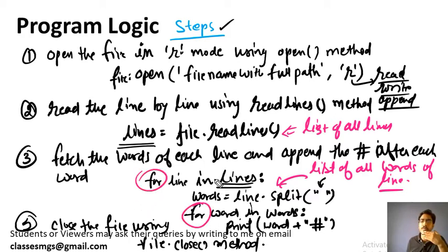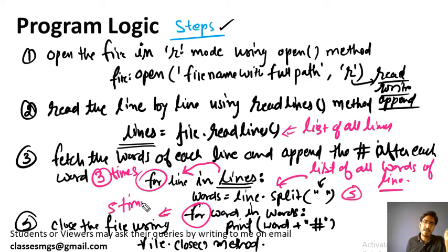If you apply a for loop on a list object, it will fetch each line one by one. Let's suppose the list has 3 elements, then this for loop will execute 3 times. And suppose the first line has 5 words, then the inner for loop will execute 5 times. For each line the loop will execute, append the hash at the end of each word, and print it. So this is the logic actually. Now we will write the Python code.